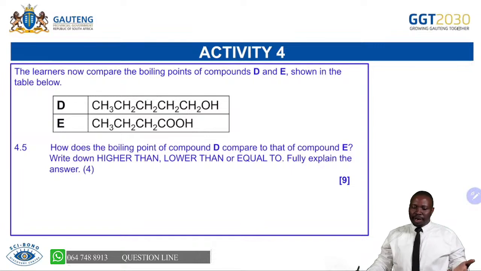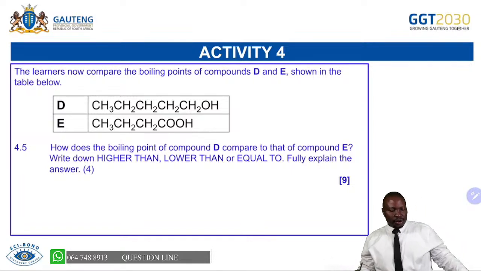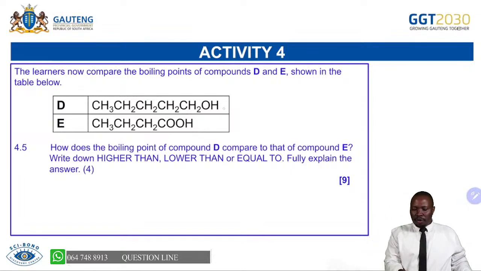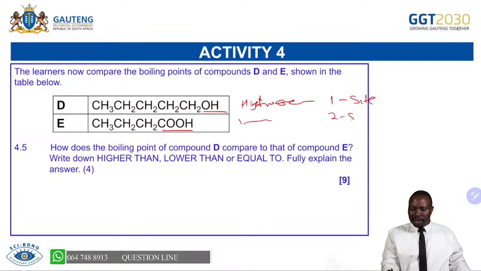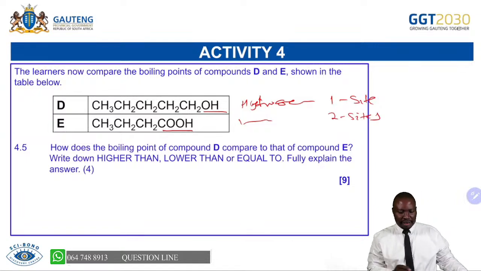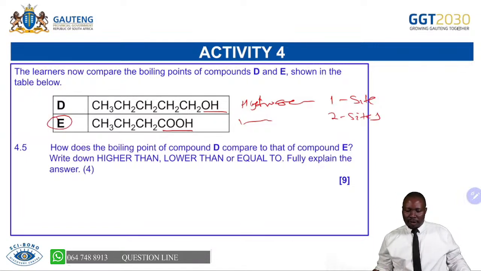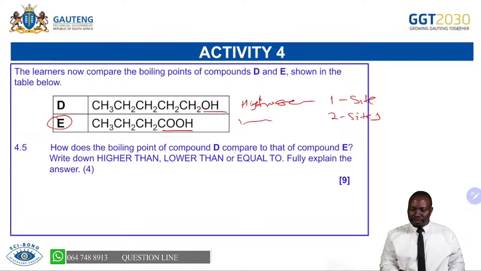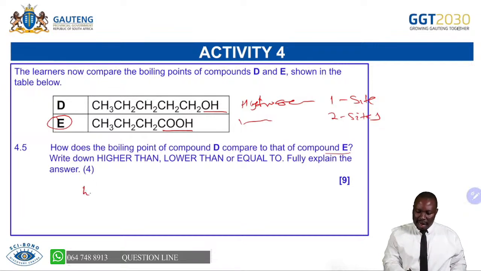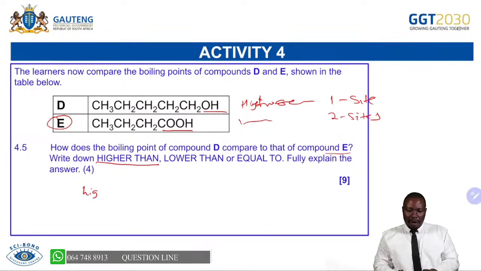The learners now compare the boiling points of compounds D and E shown in the table below. You can see now we're having an alcohol and a carboxylic acid. You know we're having hydrogen bonds here. You must write hydrogen bond in full. All of them have hydrogen bonds, but this one has one side of hydrogen bonding and this one has two sides of hydrogen bonding. So obviously E is stronger than the other one. So what is the question saying? How does the boiling point of D compare to that of compound E? So obviously, you are saying E has a higher boiling point, higher than D.